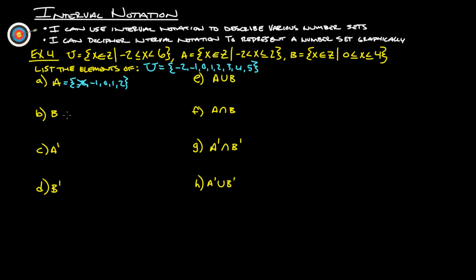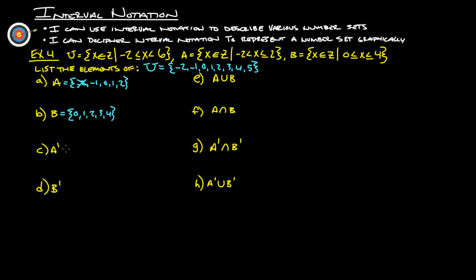For part B, we're going to list set B. Set B is the elements of the integers where x is greater than or equal to 0, but less than or equal to 4. So that's basically from 0 to 4, and that includes all of these, so we're okay: 0, 1, 2, 3, and 4. Okay, so that's set B.